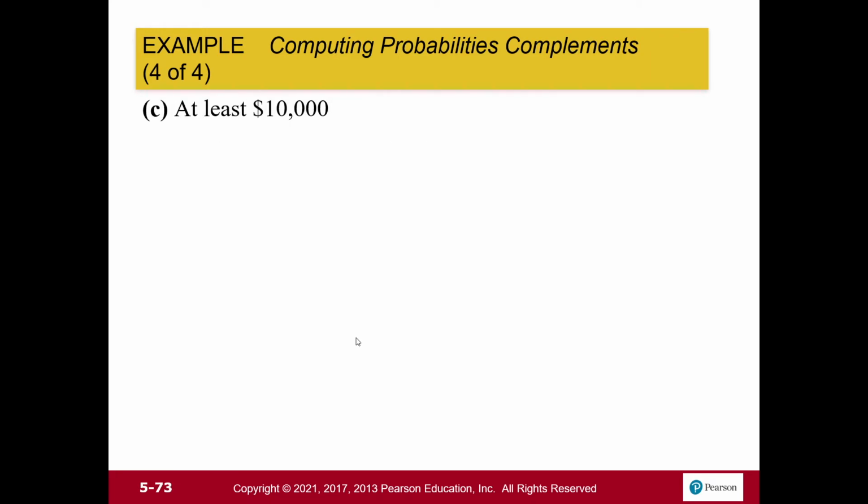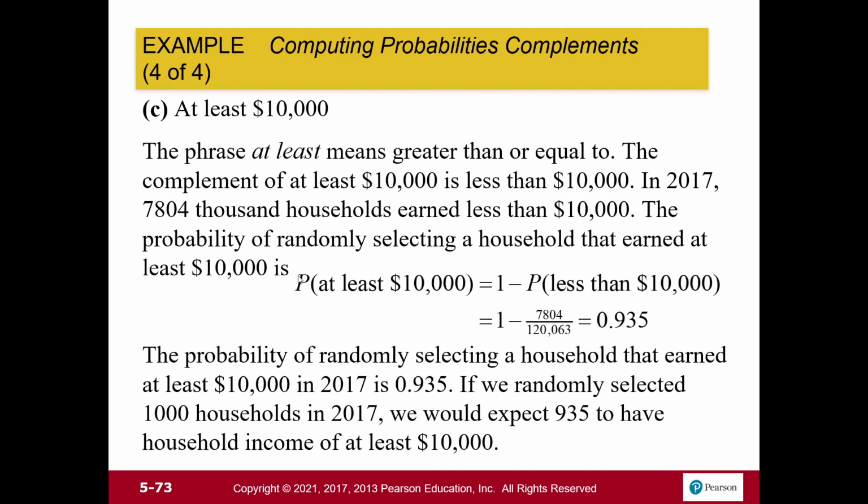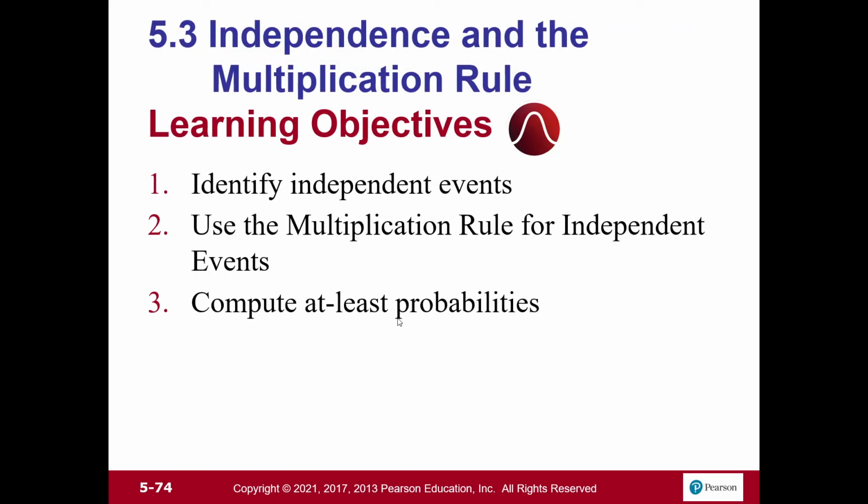So at least 10,000. The phrase at least means greater than or equal to. The complement of at least 10,000 is less than 10,000. So in 2017, 7,804,000 households earned less than 10,000. So the probability of randomly selecting a household that earned at least 10,000, therefore, is this. We can take the complement of the less than 10,000 there. Another clever way to calculate the probabilities.